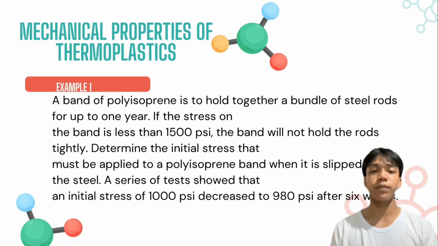or lighter weight. For example, a band of polyisoprene is to hold together a bundle of steel rods for up to 1 year. If the stress on the band is less than 1,500 psi, the band will not hold the rods tightly. Determine the initial stress that must be applied to a polyisoprene band when it is slipped over this steel. A series of tests showed that an initial stress of 1,000 psi decreased to 980 psi after 6 weeks.